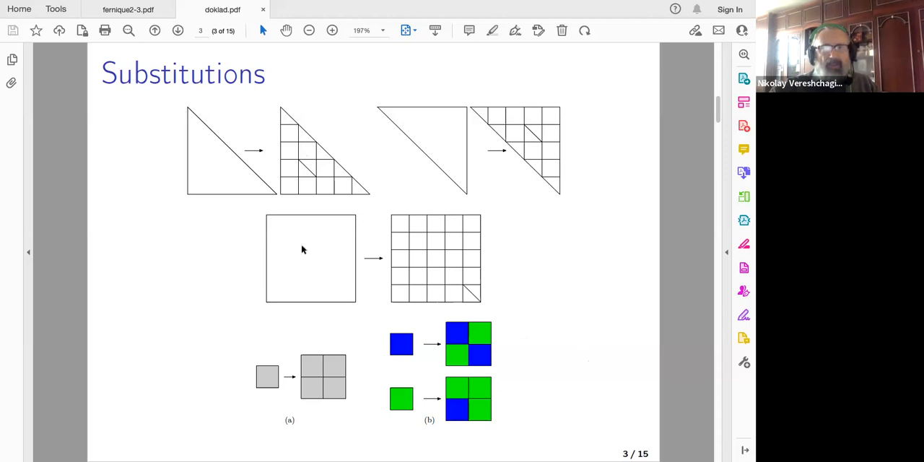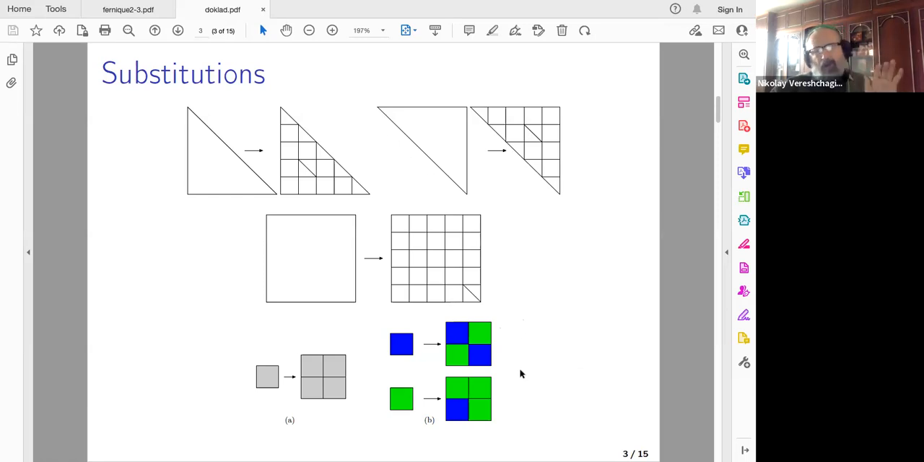And another substitution is this gray one. Here we have only one shape, one square. So our set consists of one square, and this square is cut into 4 squares. And here, the last green-blue example is when we have in our set 2 squares. One of them is cut into 2 green and 2 blue, and another one is cut into 3 green and 1 blue. So now assume that a substitution is given.